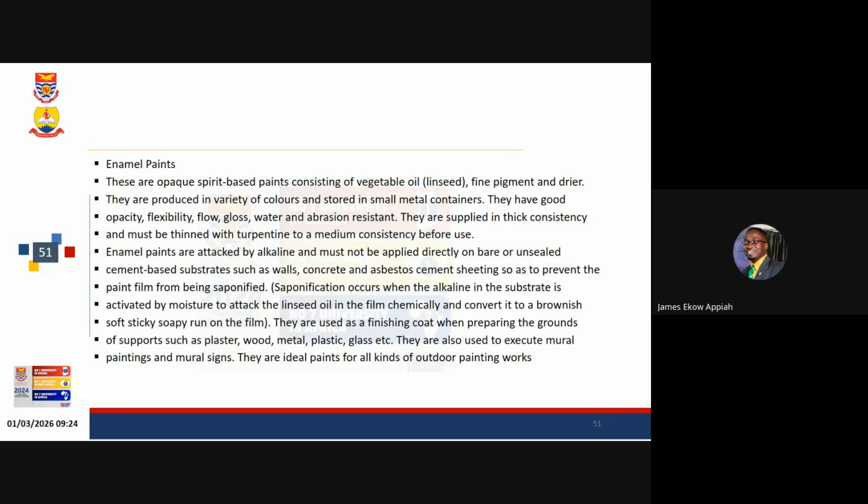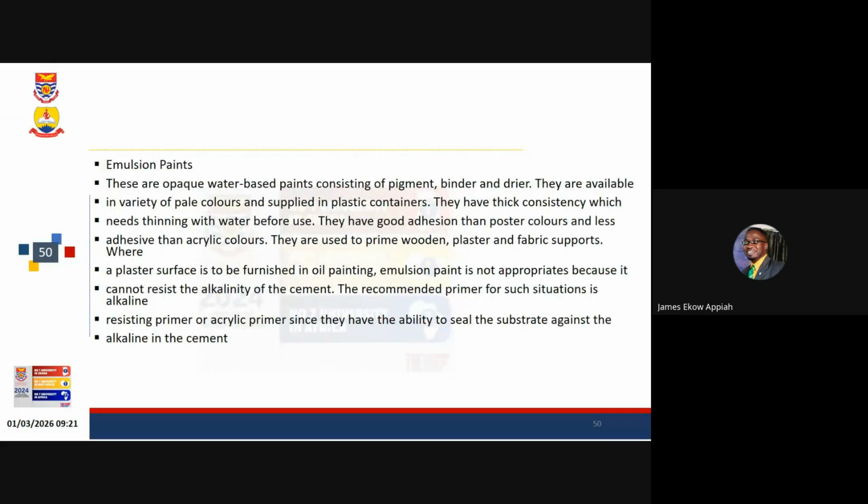For a student to be given alkaline resistant paint, this is in the sense that the cement contains some chemical called alkaline, and this alkaline reacts to paint that you give it. For example, if you don't prime the fresh cement surface with appropriate primer, and you just go ahead and apply oil paint, what will happen is that the alkaline will rise and attack the oil in the oil paint. Therefore, saponification will take place.